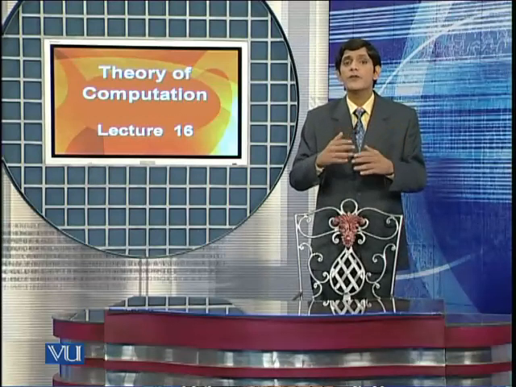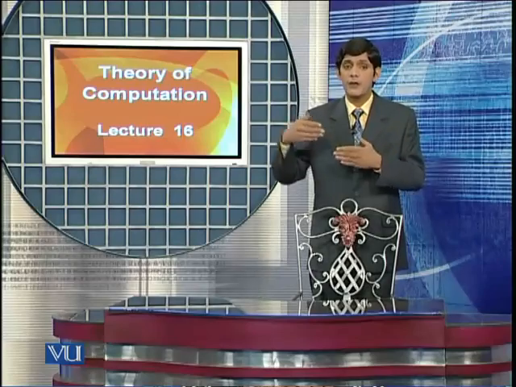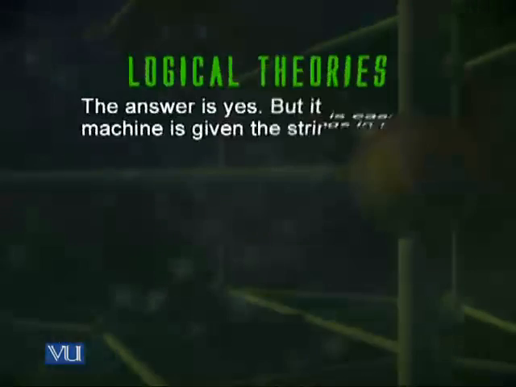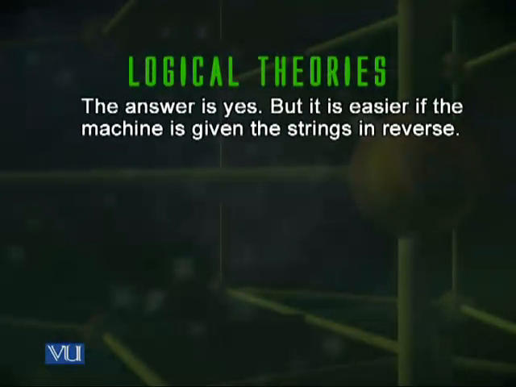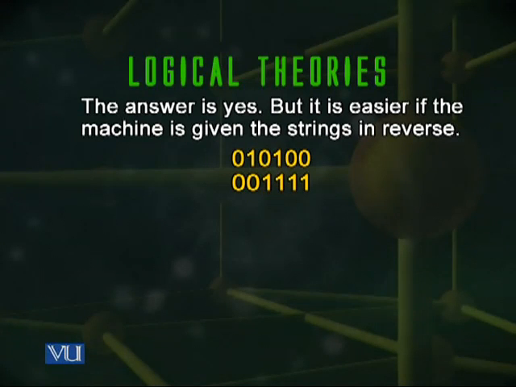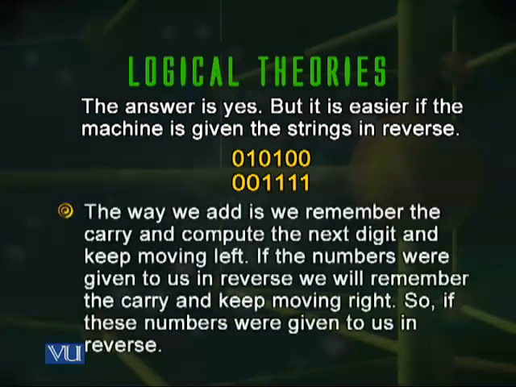So what we can do is use a similar idea, the way we add, to construct this DFA. The answer is yes, but it is easier if the machine is given the strings in reverse. Let's first see how we add in binary. Let's add these 2 numbers 0, 1, 0, 1, 0, 0 and 0, 0, 1, 1, 1, 1, 1. The way we add numbers is we remember the carry and compute the next digit and keep moving to the left. We never go back and change anything.